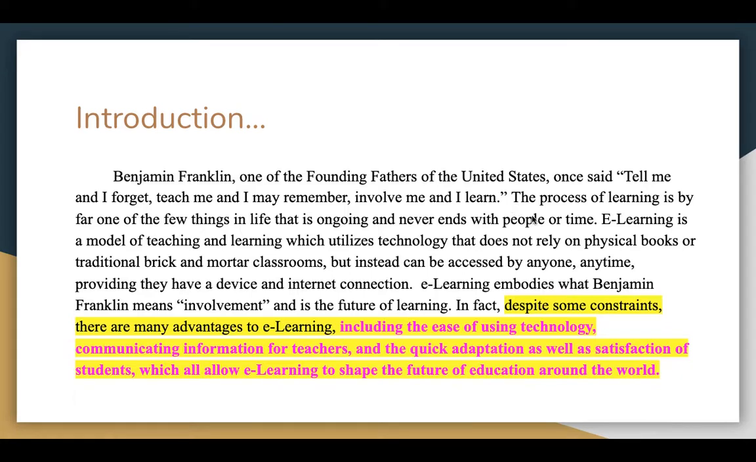Bridging into it then, the process of learning is by far one of the few things in life that is ongoing and never ends with people or time. E-learning is a model of teaching and learning which utilises technology that does not rely on physical books or traditional brick and mortar classrooms, but instead can be accessed by anyone anytime, providing they have a device and internet connection. E-learning embodies what Franklin means when Franklin means involvement, and is the future of learning.